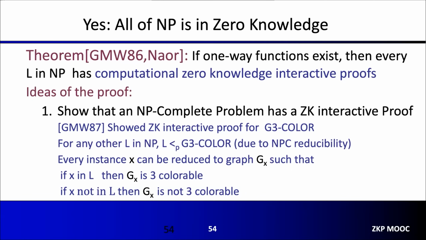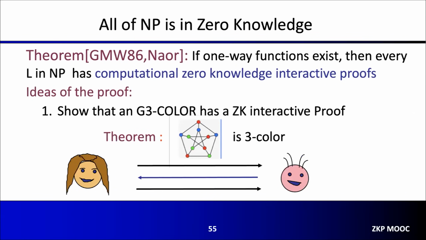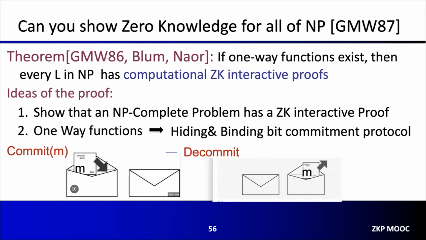But they needed one ingredient, and that is where the one-way functions come in. They needed essentially to use the one-way function to get a cryptographic primitive called a commitment scheme. And that is the second idea. So one-way functions imply a bit commitment scheme.